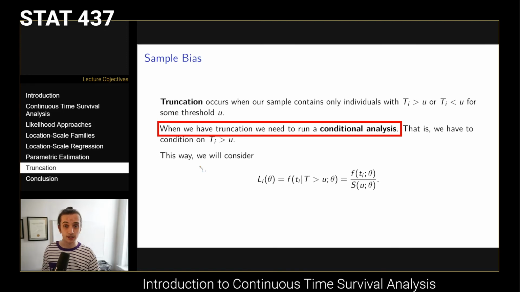There is no way around truncation. With censoring, we can work around it. We don't need to condition on censored times. However, with truncation, it's a form of sample bias, and we need to change the point of inference. So what do I mean by this?